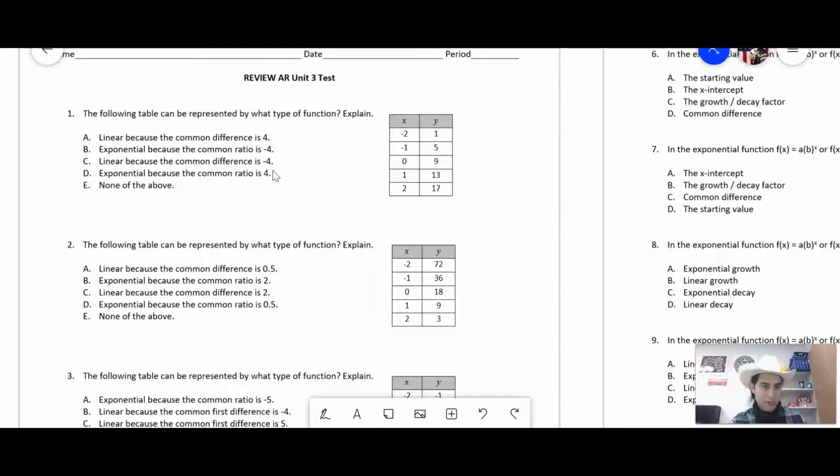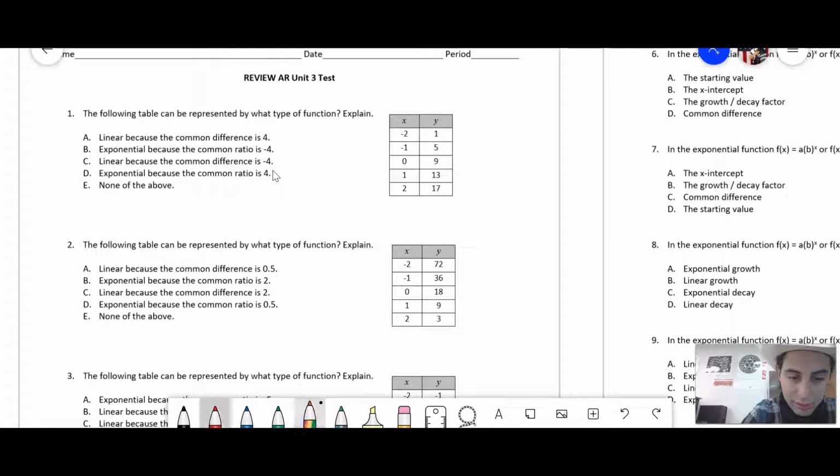So the following table can be represented by what type of function? So one second, let me get my. All right, here we go. So it says the following table can be represented by what type of function? So I want us to remember that we've talked about two types.